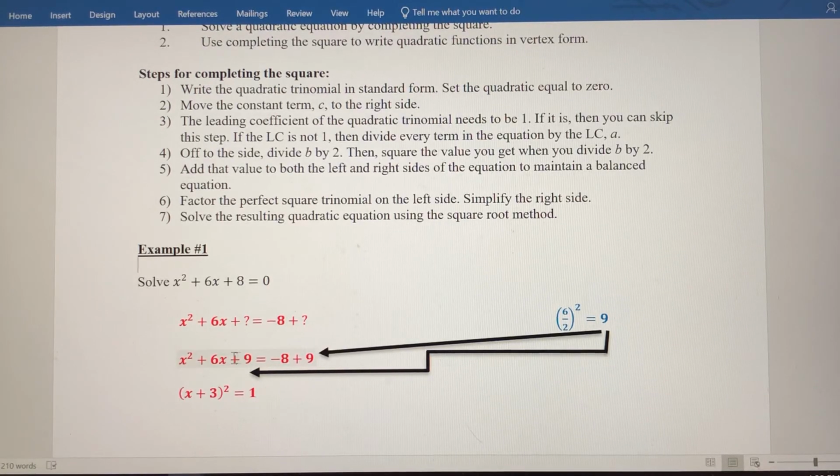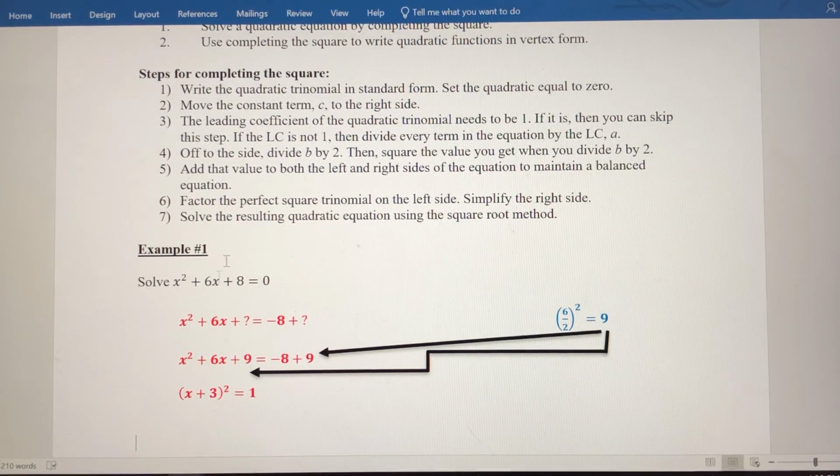So the perfect square trinomial is x squared plus 6x plus 9. The factor is x plus 3 to the second power. Notice this value is always going to be this b over 2 value. 6 over 2 is 3. That's going to be the value that goes here. So that makes this process quite a bit easier.